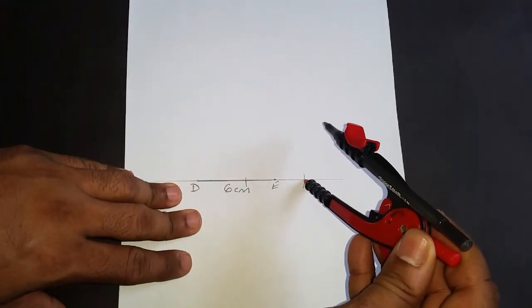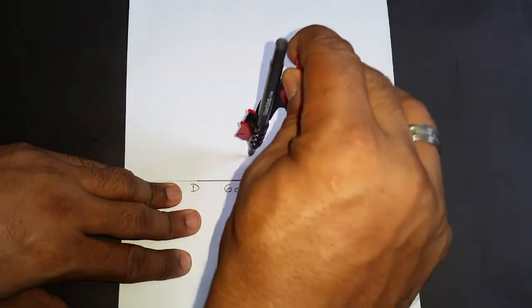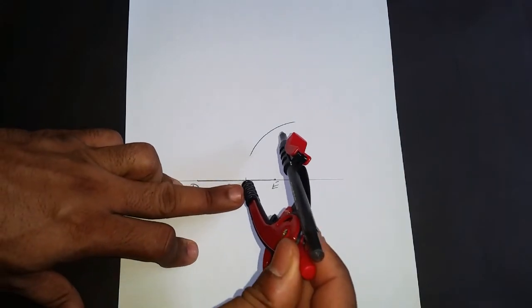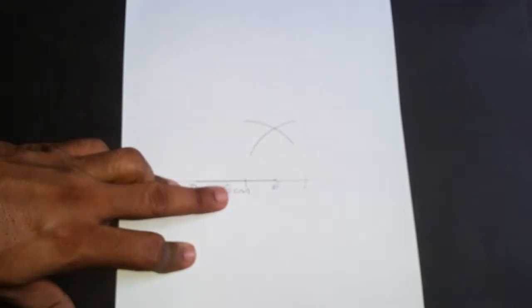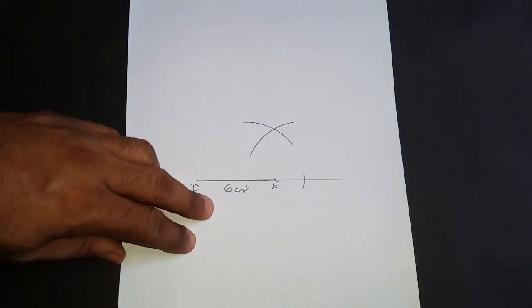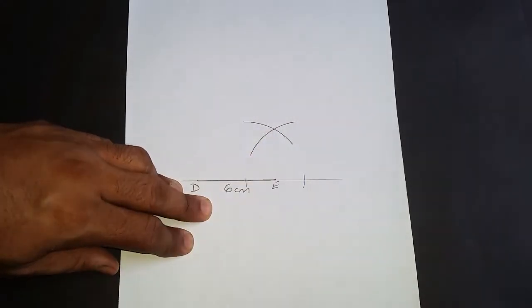So I'm going to put the point where the arc cuts the line, which is here. I'm going to swing an arc up there, lift without shifting, put the compass there, swing an arc, and then afterwards I'm just going to get the line drawn from vertex E through the intersection of these 2 arcs, which is right here.